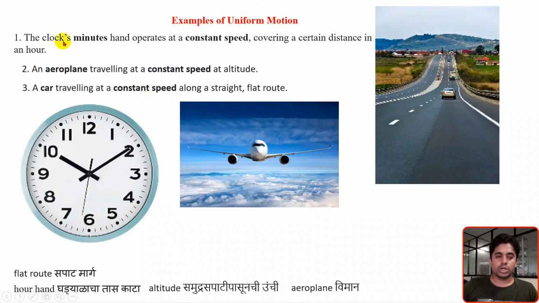So the motion of the minute hand, which operates at a constant speed, the aeroplane traveling at a constant speed at a certain altitude, and the car traveling at a constant speed on a straight flat road. We are talking about a straight flat road, not an upward or downward slope. On the straight flat road, the car speed is constant. All these are perfect examples of uniform motion. In the next video, we will discuss examples of non-uniform motion.